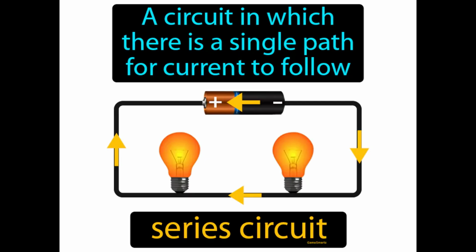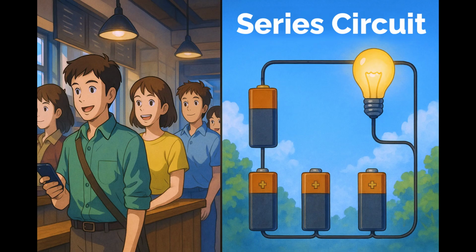A circuit in which there is a single path for current to follow. Series circuit. A series circuit connects components one after another, so the same current flows through each component. Imagine you're waiting in line at a popular coffee shop during the morning rush. Just like you and every other person in line must wait your turn to order and receive your coffee, in a series circuit, the electric current has to pass through each component one at a time in a single path.